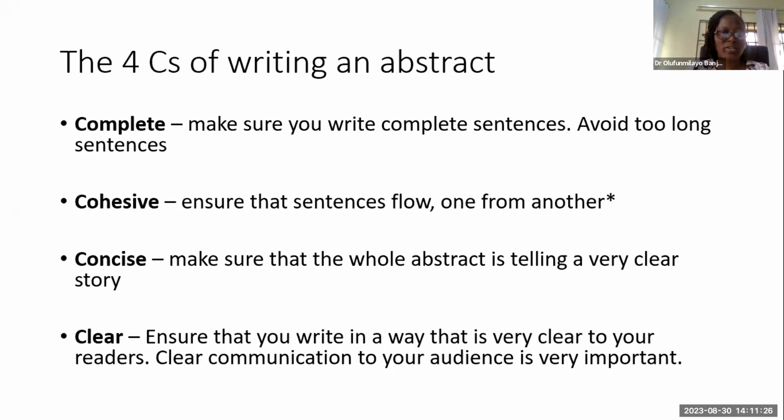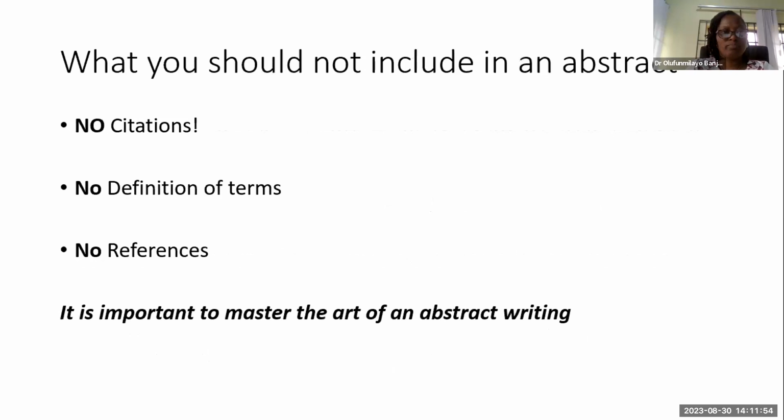So it must also be concise. Make sure the whole abstract is telling a very clear story, no ambiguity. And you must ensure that you write in a way that is very clear to your readers. Your readers must really understand what you are saying. Use captivating words, use appealing language to really get their attention. And I also include what should not be included in an abstract. There should be no citations in an abstract, no definition of terms, and no references.